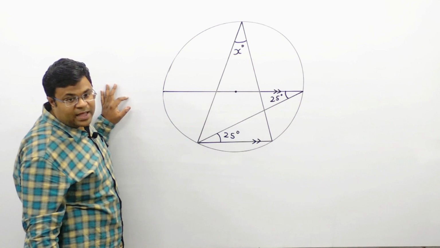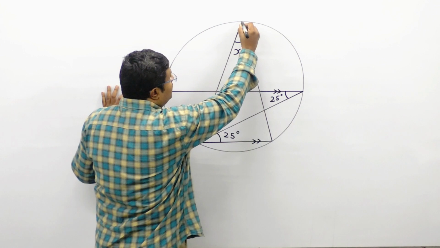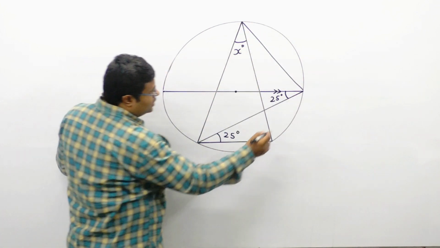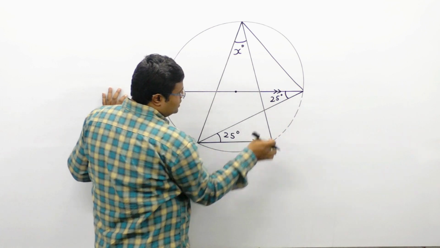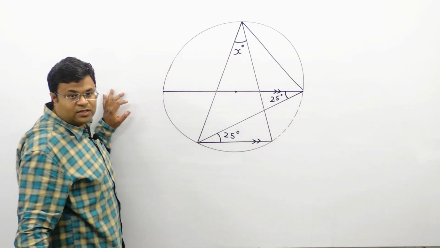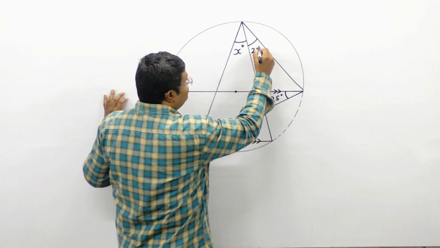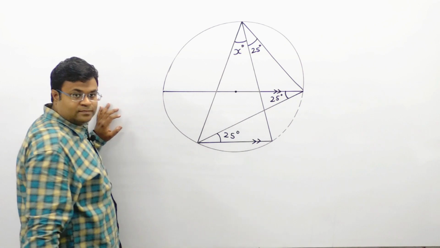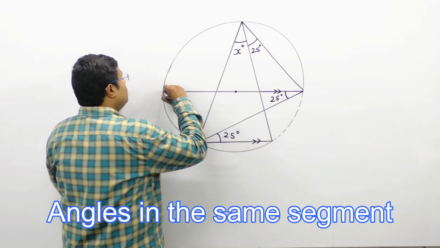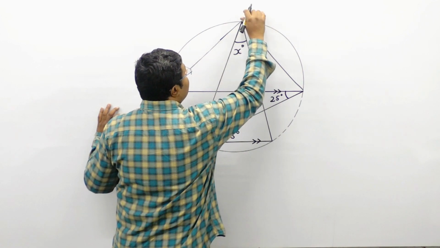Alternate interior angles. Now we are going to do a little construction. Just join this point to this point. Once we join it, have a look at this. This is the arc. It is subtending 25 degrees on this side, so it will be subtending 25 here as well. Followed or not? Now from here I join that vertex.